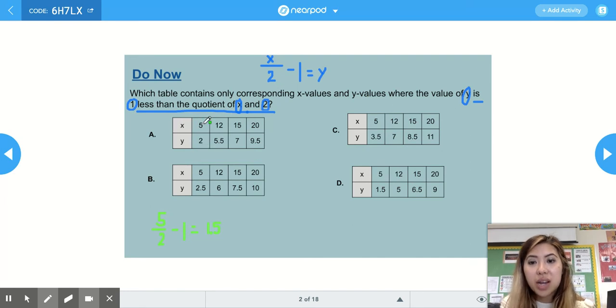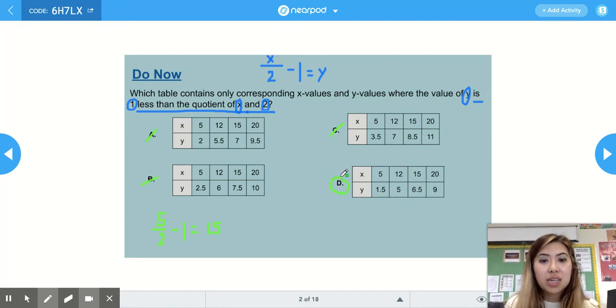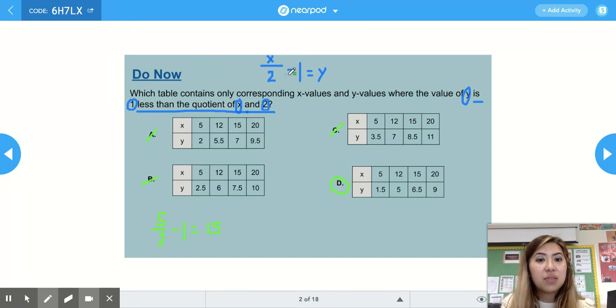So looking at the different tables, over here it says when x is 5, y is 2. That's not correct. B says when x is 5, y is 2.5. That's also not correct. C is saying that when x is 5, y is 3.5. That's not correct. And D is saying when x is 5, y is 1.5, which is our only correct answer. And if we continue to plug in the different x values, we'll see that the y values should be correct.